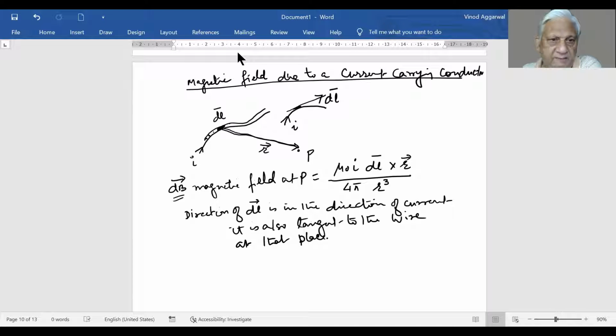This formula does not say that my DL should be straight, or that it should be long or short. No, it doesn't say anything. It says your current carrying conductor could be of any shape, so long as you are able to do a DL cross R. Now, this DL cross R is for small DL. If you do it over a larger length, then you get the magnetic field due to a larger piece of wire.